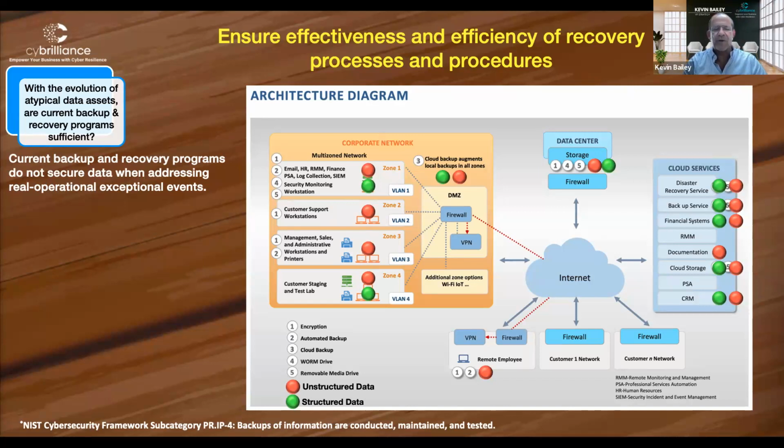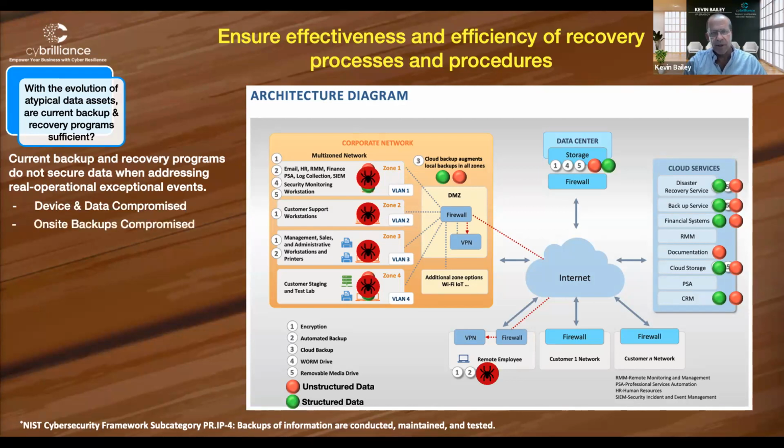And an exceptional event is not when somebody needs their disk re-imaging, when they've lost data because they've made an error, or they need to put the next level of software onto their devices. This is where a device or data is compromised, when on-site backups are compromised.